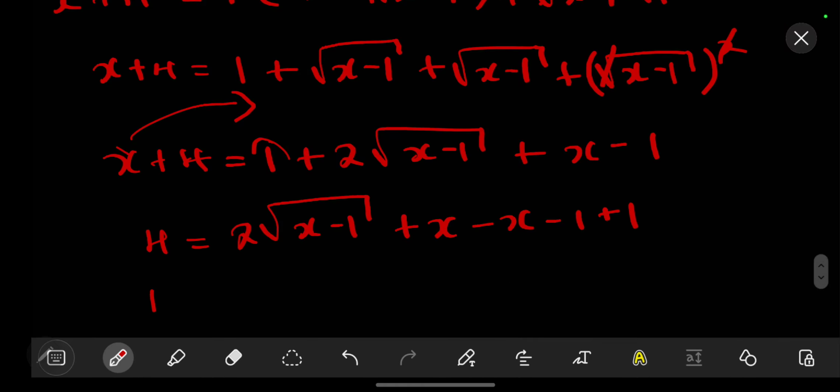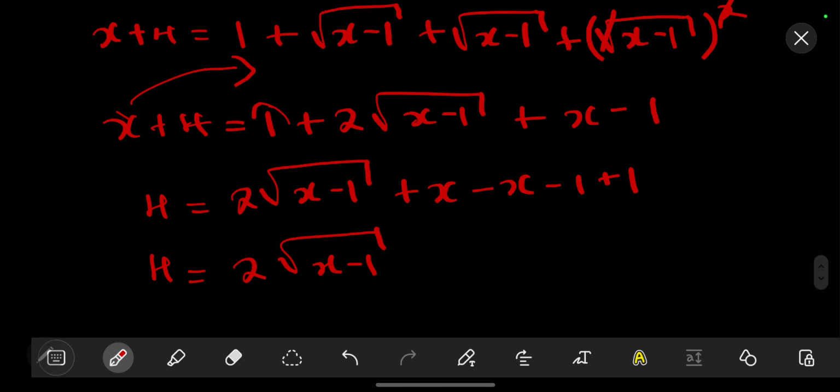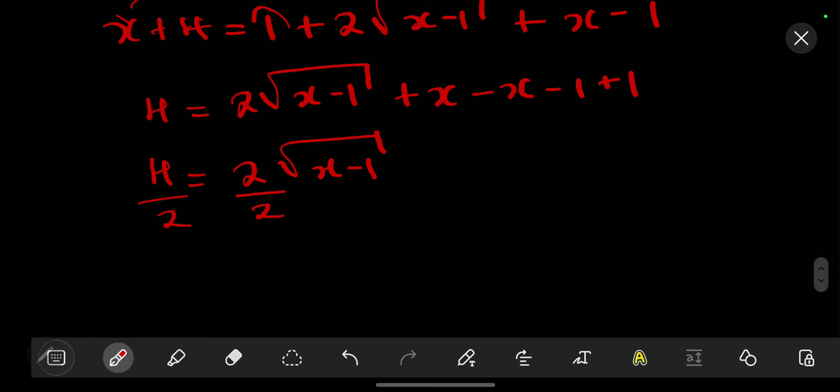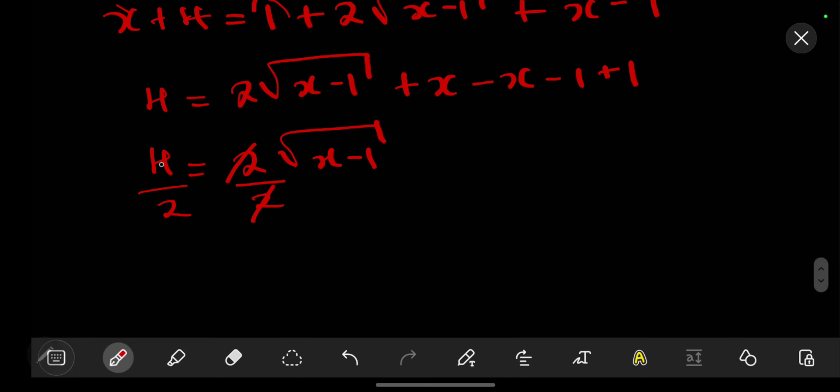So after doing that, we are going to have 4 should be equal to 2 square root of x minus 1. So x minus x is 0. Negative 1 plus 1, that's still 0. So we are just going to have this. After reaching this stage, let's simplify things. Let's divide over 2 so that 4 divided by 2 gives us 2 should be equal to the square root of x minus 1.